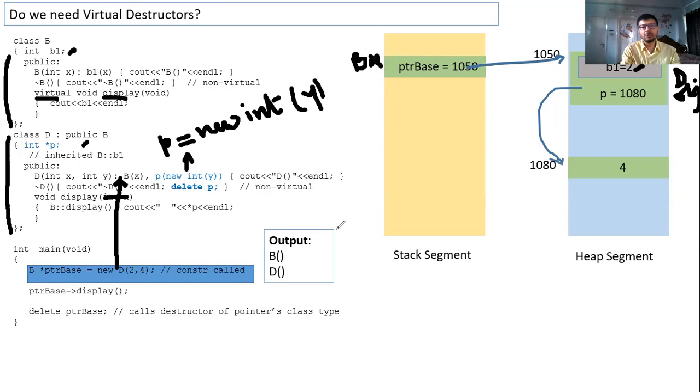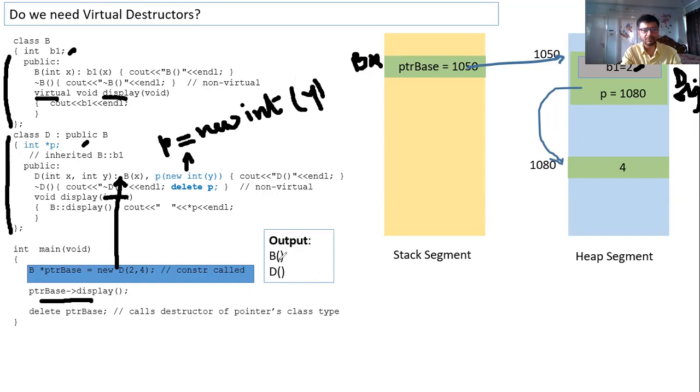Okay, so now once this is done, we call PTR base arrow display. So now to figure out, there are two displays, which display will be actually triggered. Again, the same thing, display is a virtual function both in here and here. So because it's a virtual function, the pointer will look into the type of the object, the object's class type, and it will trigger that. So now it finds that the pointer is pointing to a D type object, so it will trigger the display corresponding to the derived class D. So that's why, so that will come later.